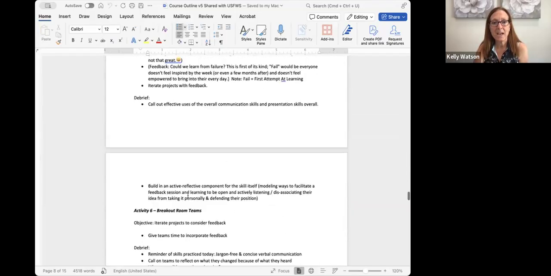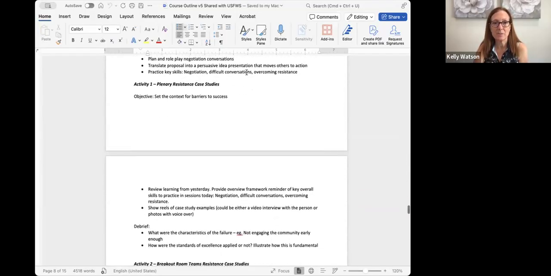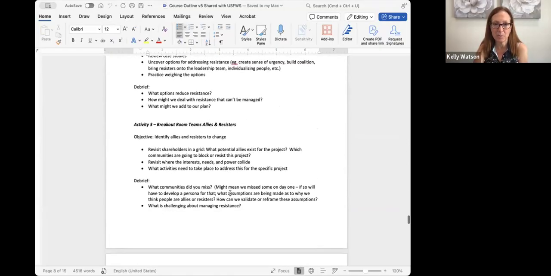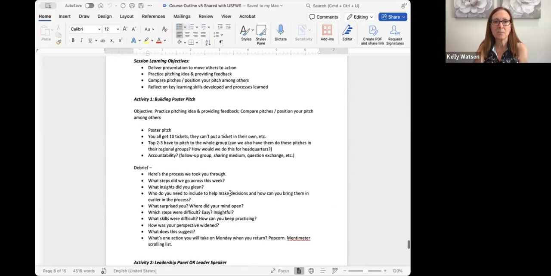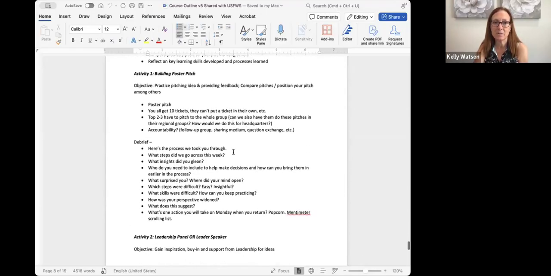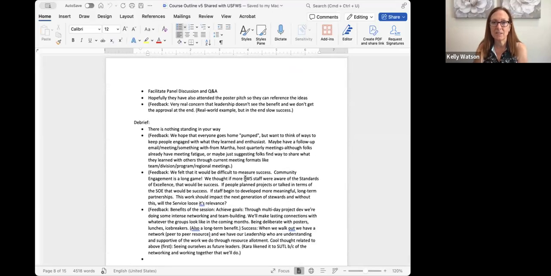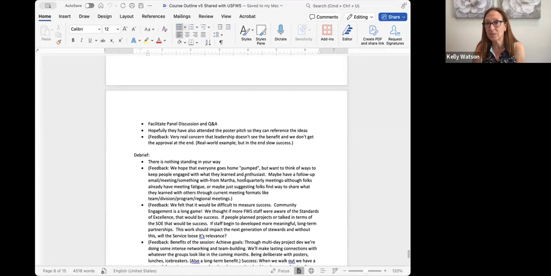By Thursday, we're starting to do a lot more. There are some case studies, but there's also a lot more building. So we started to build their projects. And then we got to a point where on Friday, they actually presented their products. They did a poster pitch, and then they had a leadership panel. Senior people came from Fish and Wildlife and walked through and looked at their posters. So it was really, really cool.